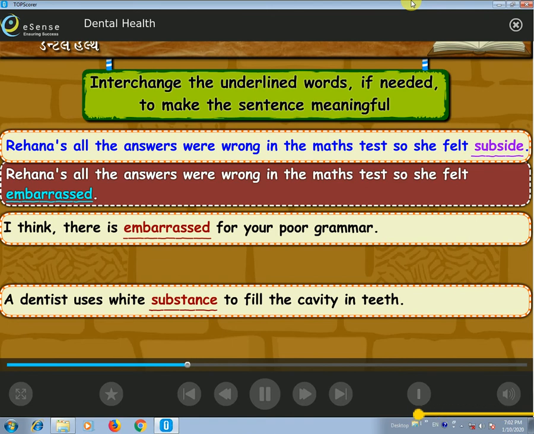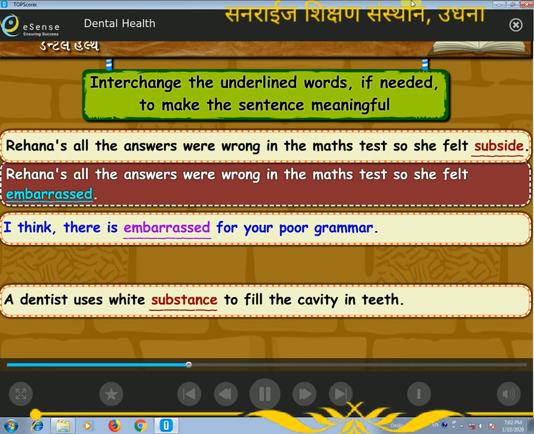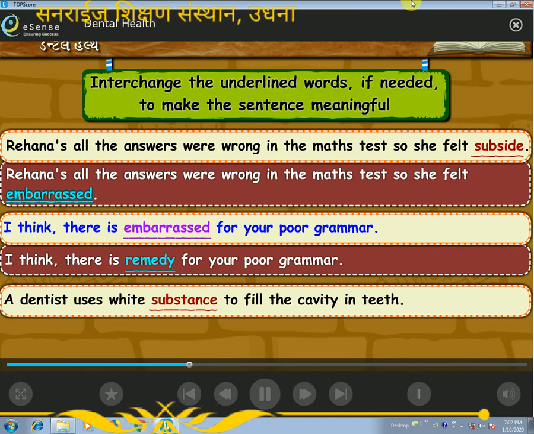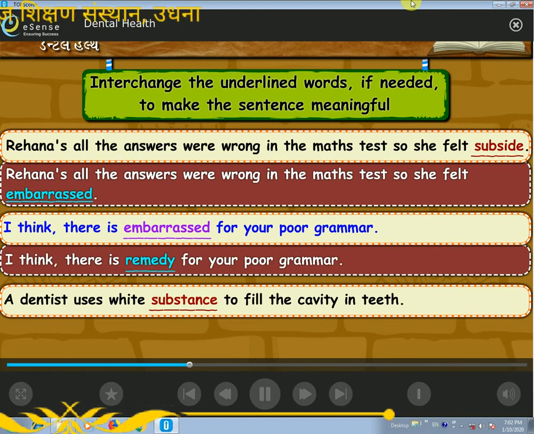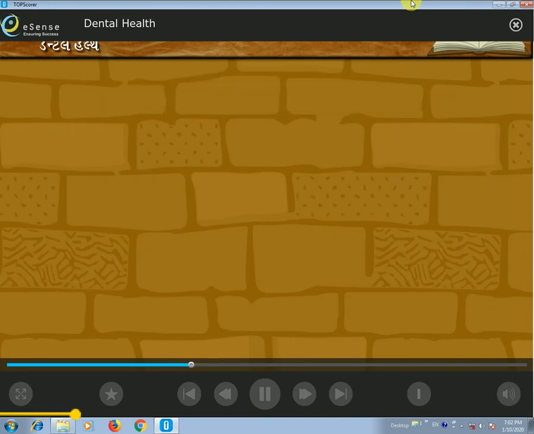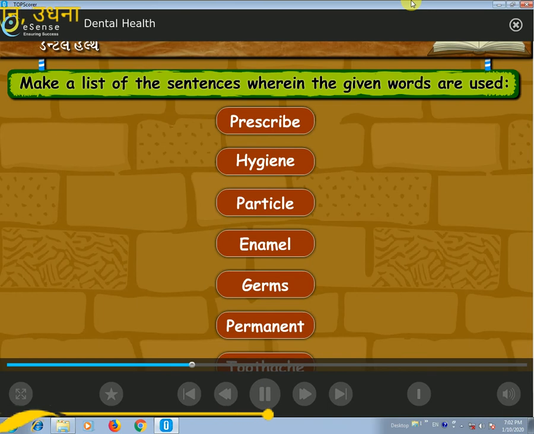Rehana's answers were all wrong in the maths test, so she felt embarrassed. I think there is a remedy for your poor grammar. A dentist uses a white substance to fill the cavity in teeth.